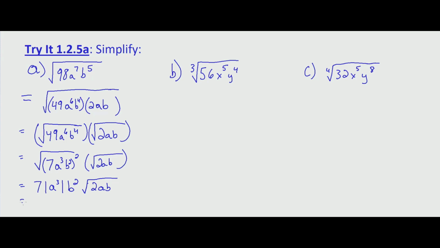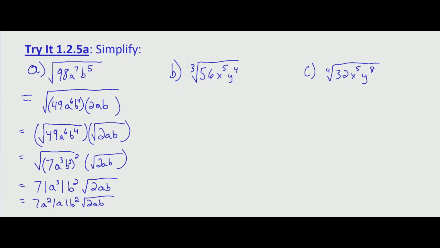And technically, you could say that it's just as correct to write 7a squared times the absolute value of a times b squared times the square root of 2ab. The reason for that is because we know a squared is positive and it's a factor of a cubed. But either one of these would be sufficient as far as the solution is concerned for the simplification.